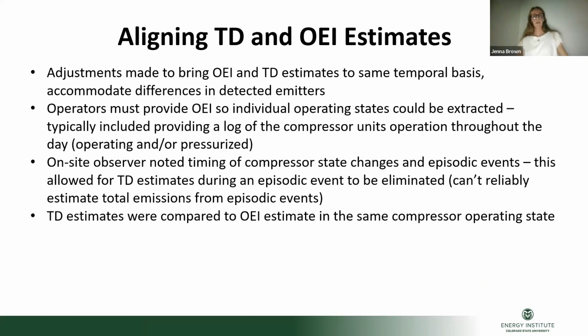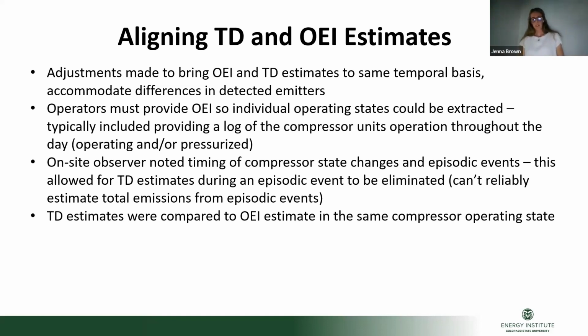So how do we align these top-down estimates to the OEI, to be on the same temporal basis and account for the differences in detected emitters? The main issue in aligning these two was that the operating states changed a lot in these midstream facilities. When I say operating state, say a facility has 5 compressors, they can cycle through having 1 compressor on to 5 throughout the day.